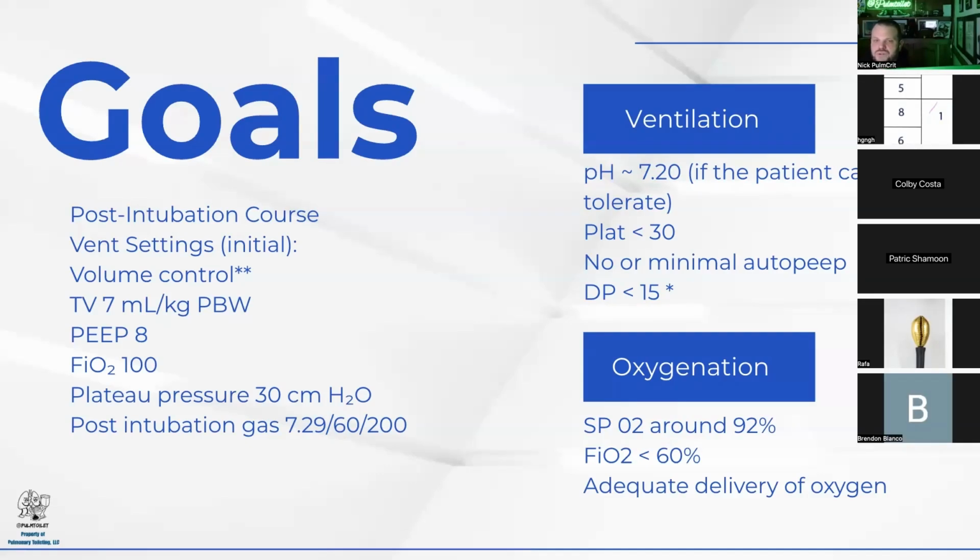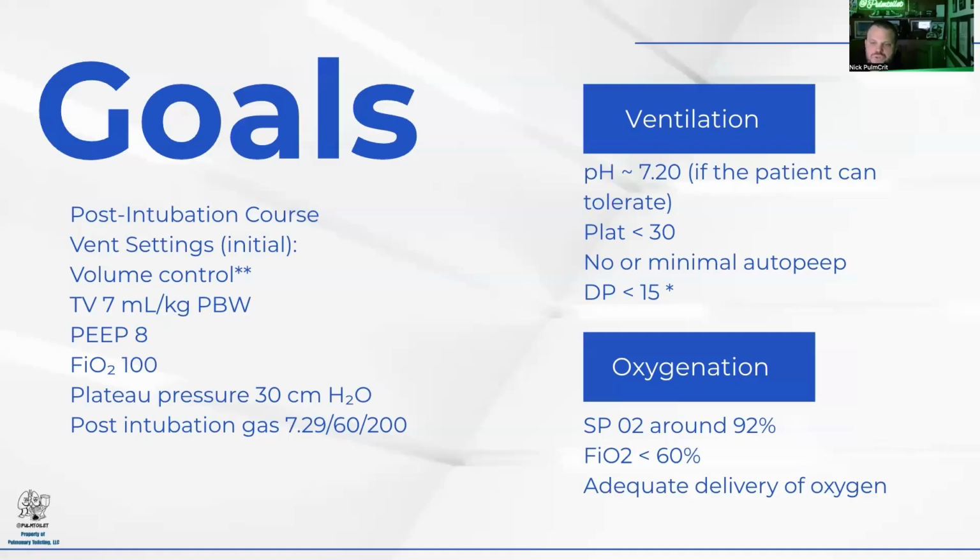I'm not overly sure what unit you work in or who you work with. They might have a different approach, but that's my approach. Anyway, he's on volume control, 7 ml per kg, 8 of PEEP, FiO2 is 100%. Plateau's 30, so we're already not there. And our gas is 7.29, 60, 200. So we don't have our plateau pressure goal, unfortunately.